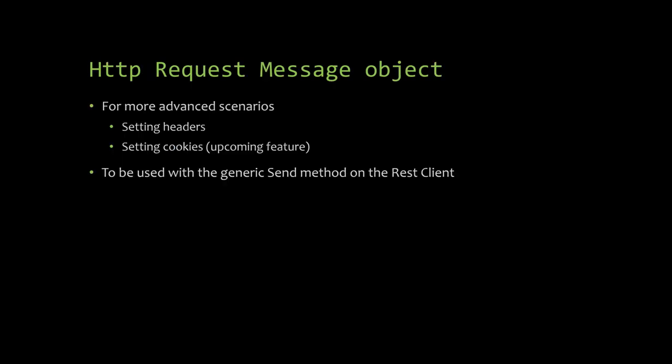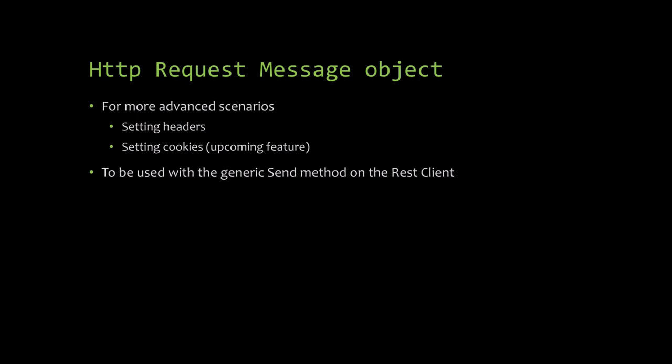If you have more advanced scenarios, we still have a request message object. You can set headers on the request message object, extra headers only for that request. You can set cookies, an upcoming feature being worked on at the moment. And you should use that not with a get or a post, because on the request you set the method, is it a get or a post, and then you use the generic send method.